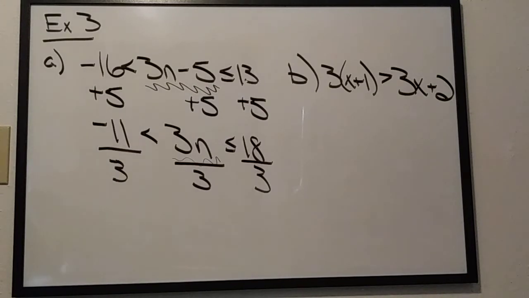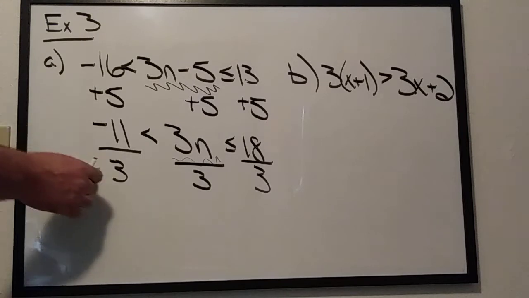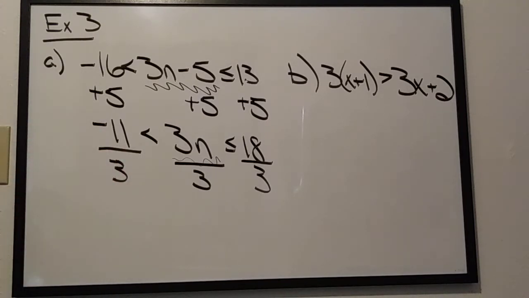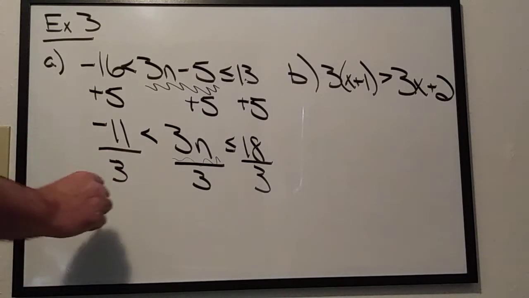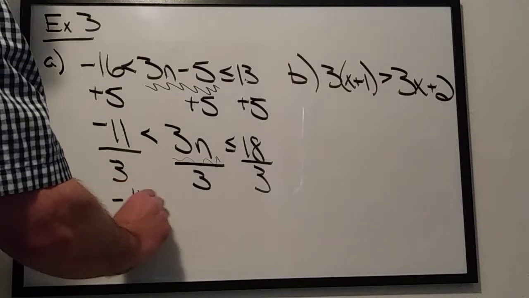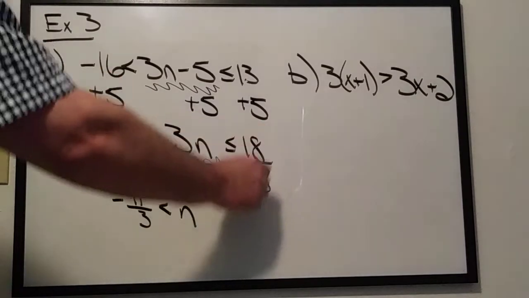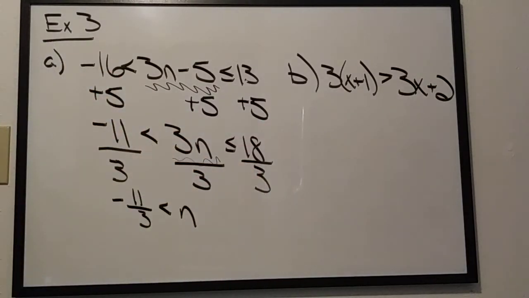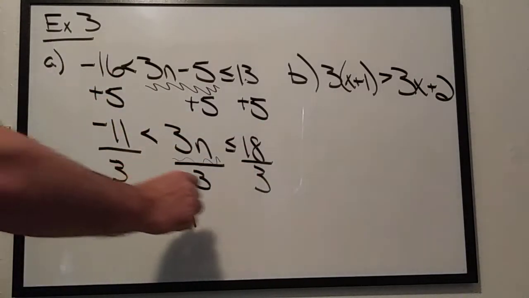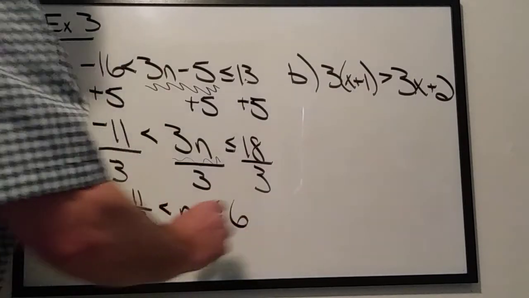Now that we have all those 3s in there, I need to come in and simplify where I can. On the left-hand side, with 11 and 3, I can't do any kind of simplification, so this is simply going to be a fraction, negative 11 thirds. In the middle part, the 3s cancel, leaving us with an n. And then on the right-hand side, this time I can do some simplification. 18 divided by 3 is going to be 6. So we have less than or equal to 6.